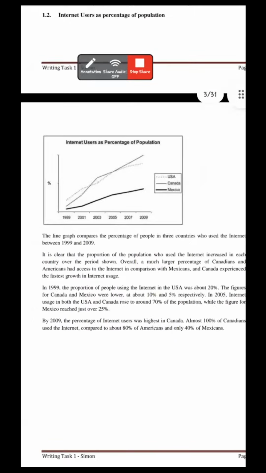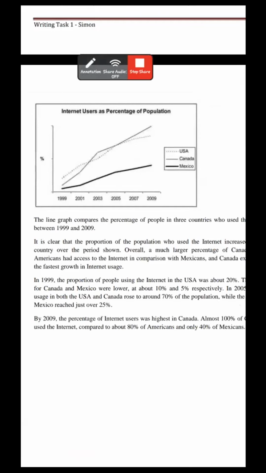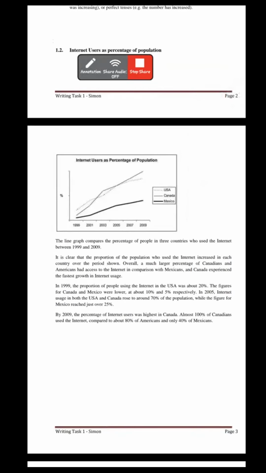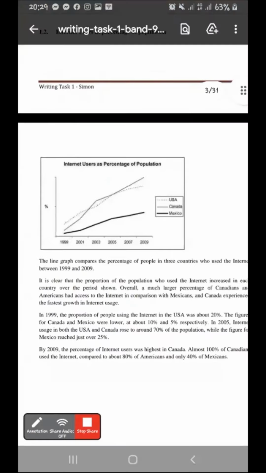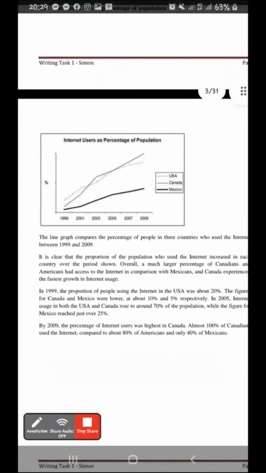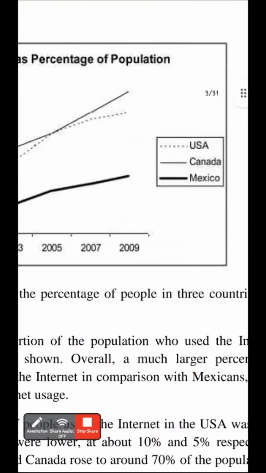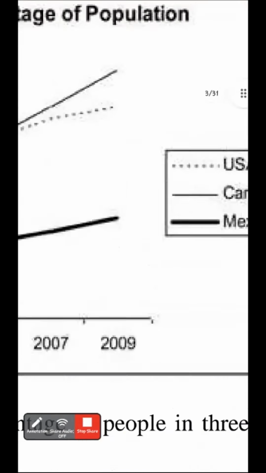Okay, so this is a summary of two main points, actually. What actually happened is based on the statistics that you provide. One is that in 2005, usage in both the US and Canada rose to about 70%. For the conclusion, you can see by 2009, the percentage of internet users was highest in Canada. When you try to conclude, you would always conclude with the last year, that is 2009, and what actually happened. This is the conclusion, because conclusion means the end.